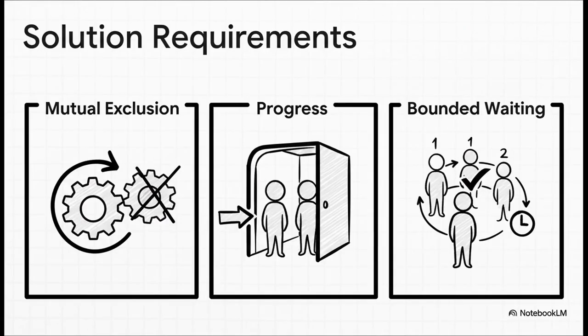Okay, pay attention here, because this is a guaranteed exam question. Any real solution to this problem has to meet 3 non-negotiable conditions. First, mutual exclusion, 1 at a time, period. Think of it like a single-person bathroom. Second, progress. If the bathroom is empty and someone's waiting, you have to let them in. You can't just keep the door locked for no reason. And third, bounded waiting. You can't have one person waiting in line forever while other people keep cutting in front of them. There has to be a fairness guarantee.